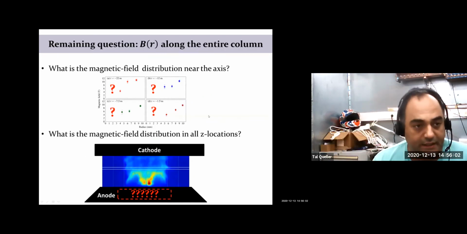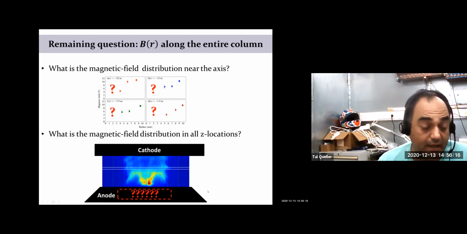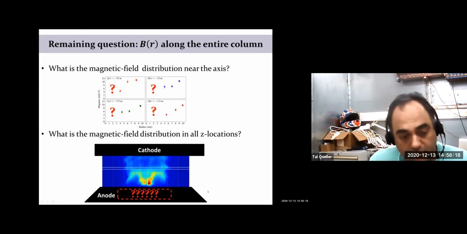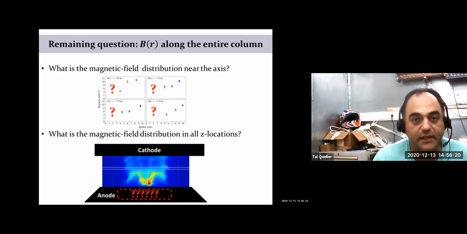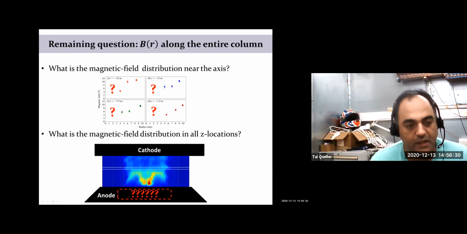Because as you can see, no measurements were made at small radii anywhere, because it was impossible experimentally with the old system. And another volume of the anode-cathode gap which was neglected, which was not seen, is the anode recessed volume, which is marked here with red question marks.